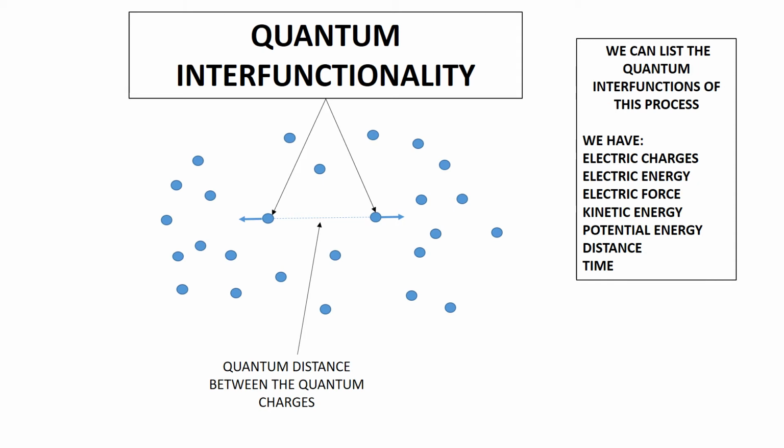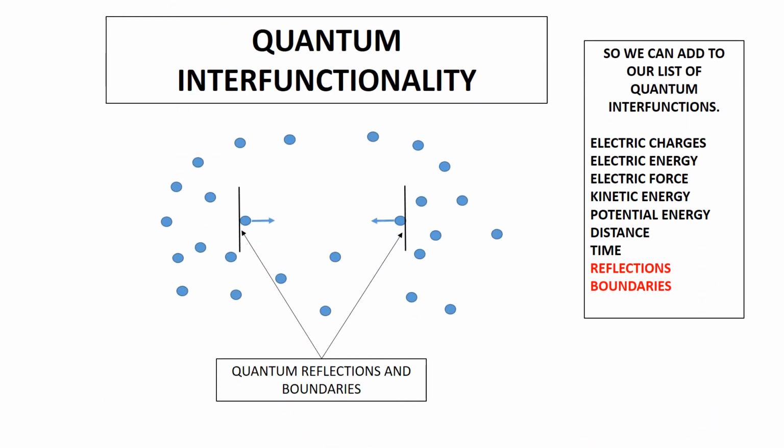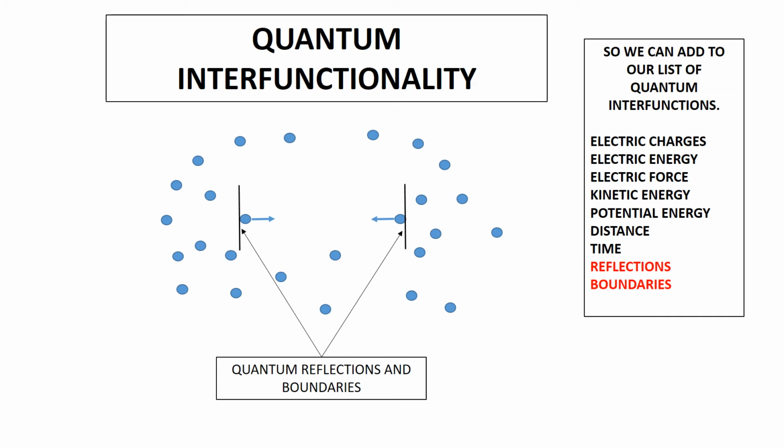It might seem that we have exhausted the number of interfunctions that we can recognize in this process. But that is by no means the case. Some of the most important we have yet to look at. In this diagram of the same process, we have marked two boundaries. These are the points of reflection that define the extent of the process. Both reflections and boundaries are interfunctions of the process. If there were no reflections and boundaries, there would be no process. So we can add to our list of quantum interfunctions reflections and boundaries.